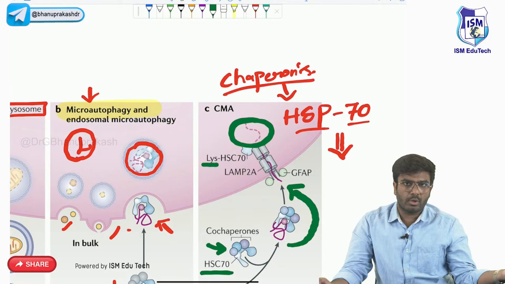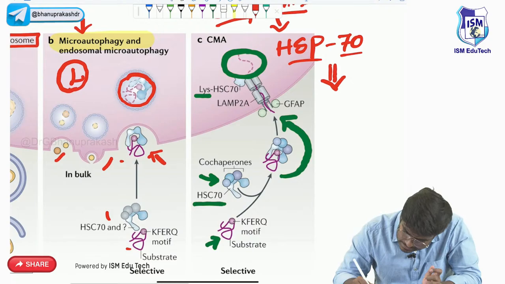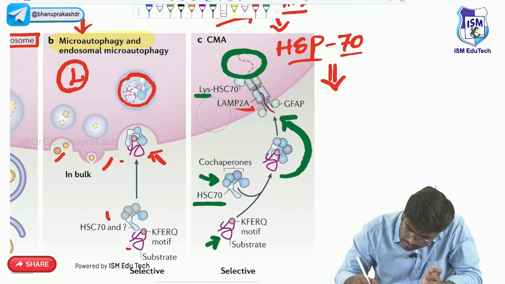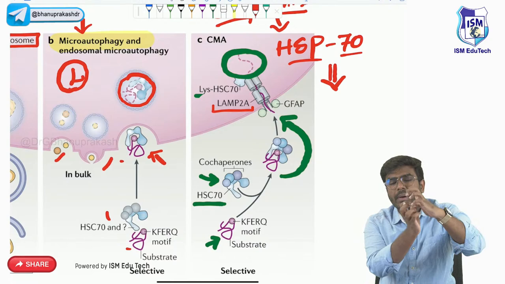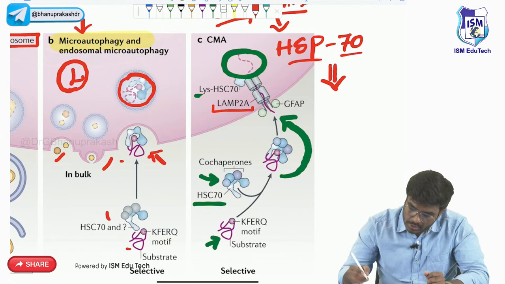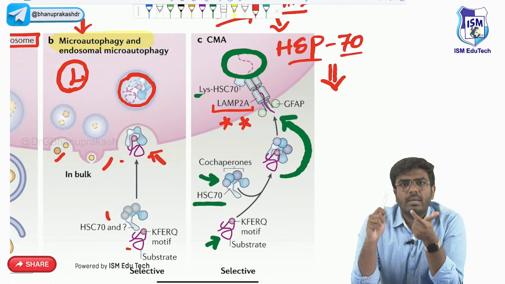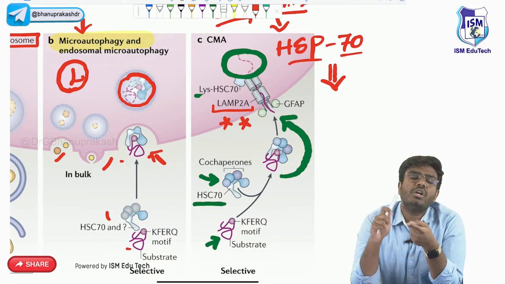An important MCQ you should know is: what is the receptor here? They will ask you about LAMP2A. LAMP2A is a kind of receptor. The chaperone molecule will come and bind with the LAMP2A so that the misfolded protein will be taken into the lysosome. So LAMP2A is involved in which type of autophagy? Macroautophagy, microautophagy, or chaperone mediated autophagy? Chaperone mediated. Heat shock proteins are involved in chaperone mediated autophagy.